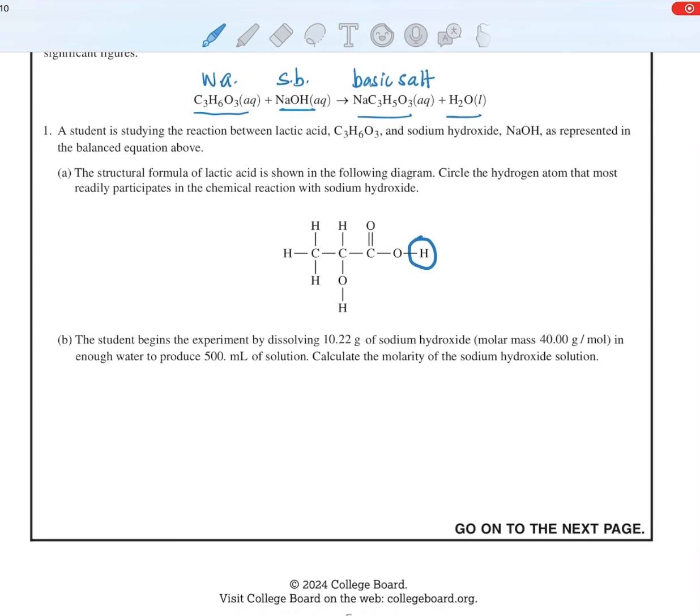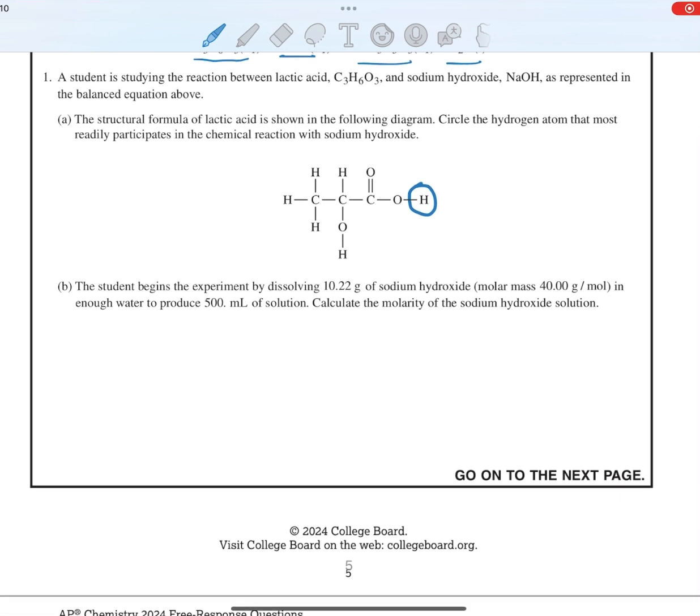Now in question B, the student begins the experiment by dissolving a certain amount of grams of sodium hydroxide into water to produce a solution. So how did we get the sodium hydroxide? It's through dissolving a solid in water. Calculate the molarity of the sodium hydroxide solution. There's many ways you can do this question. It is a unit conversion.